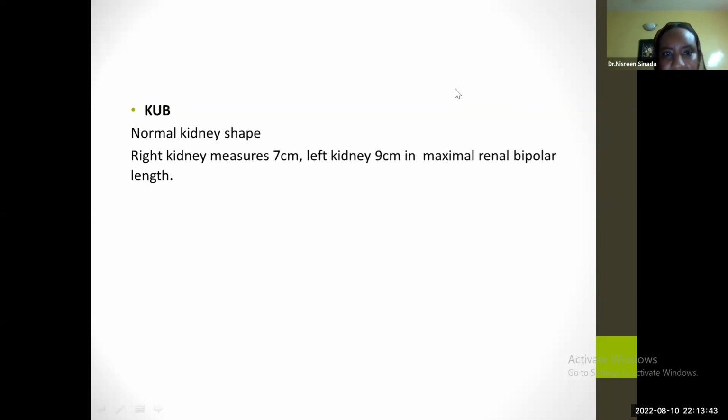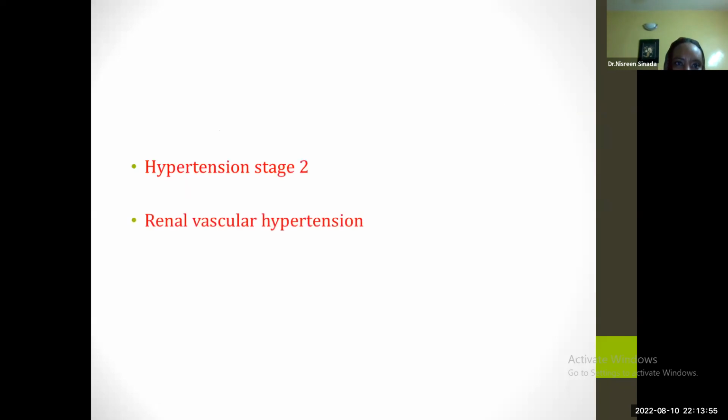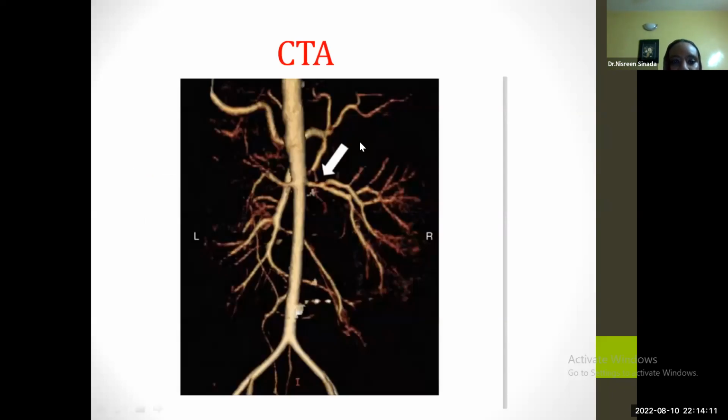Yes, we did the serum renin activity and serum aldosterone activity for this patient, and we found both were high. So this hypertension is stage 2, renal vascular hypertension, and we did the Doppler ultrasound and DMSA scan. Why did we do the DMSA scan? To assess the function of the kidney, and we did the CT angio, and it showed that there is stenosis of the right main renal artery and its branches.